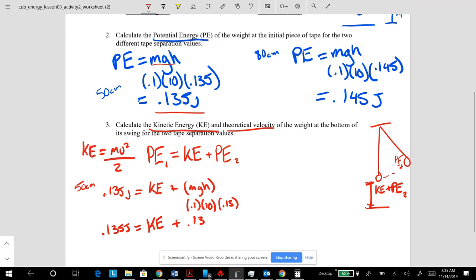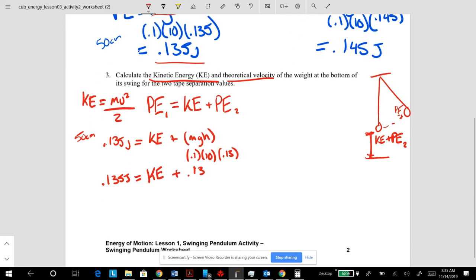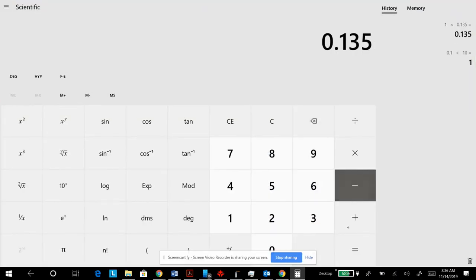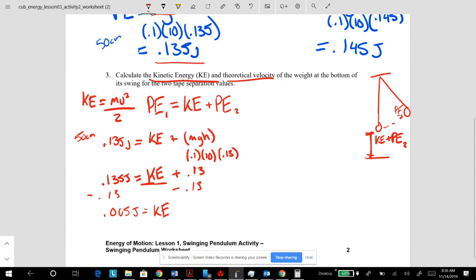So now how do I solve for KE? What do you think I do? If I'm just solving for this variable and I have these two values, you're just doing simple algebra at this point. So what should my answer be? Right? Should I double check it? 0.005. So that's going to be my kinetic energy at the bottom of the swing. Okay?